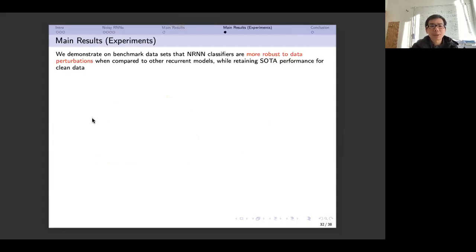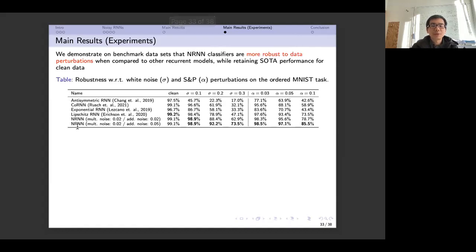On the experimental side, we demonstrate that on benchmark datasets, the noisy RNN classifiers are more robust to various types of data perturbations when compared to other recurrent models, while retaining state-of-the-art performance on clean data. For example, this table shows that noisy RNNs are more robust with respect to white noise and salt and pepper data perturbations on the ordered MNIST task.